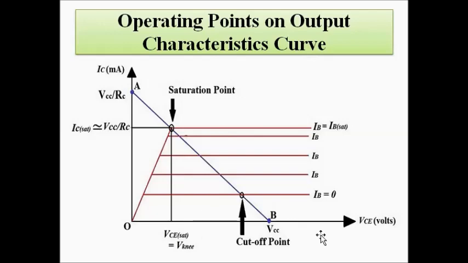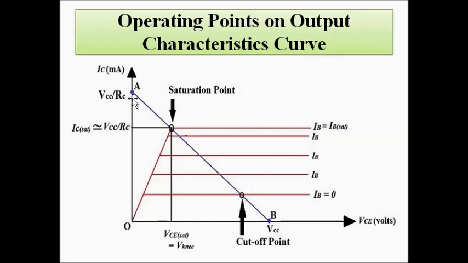So here the plot is drawn between the output voltage, which is the collector emitter voltage, and the output current, which is the collector current, at constant input current, which is the base current, for various values of base current, starting from 0 up to IB equals IB saturation. Now IB equals 0 is the bottommost plot, while IB equals saturation is the topmost.